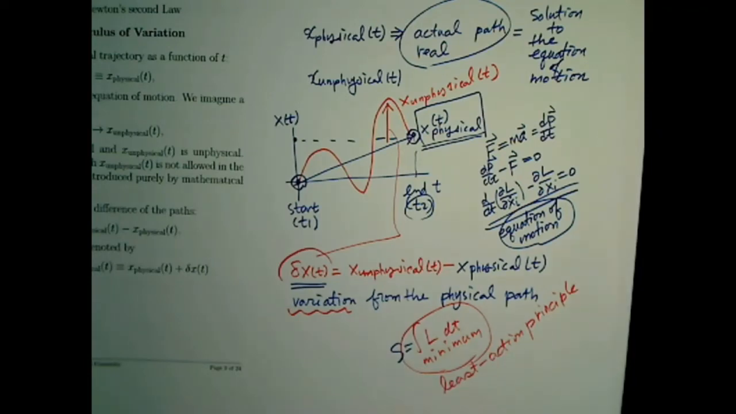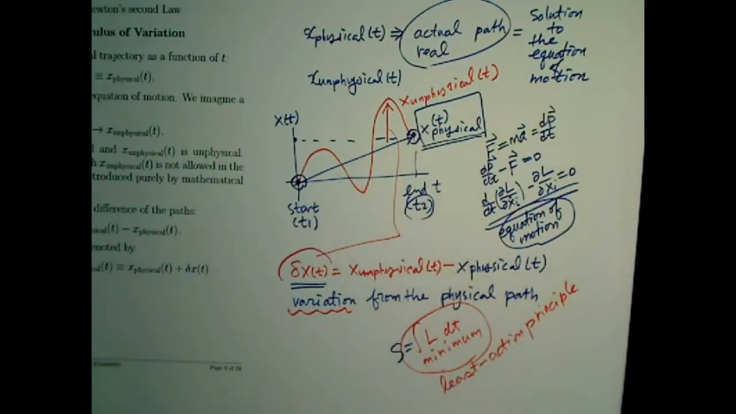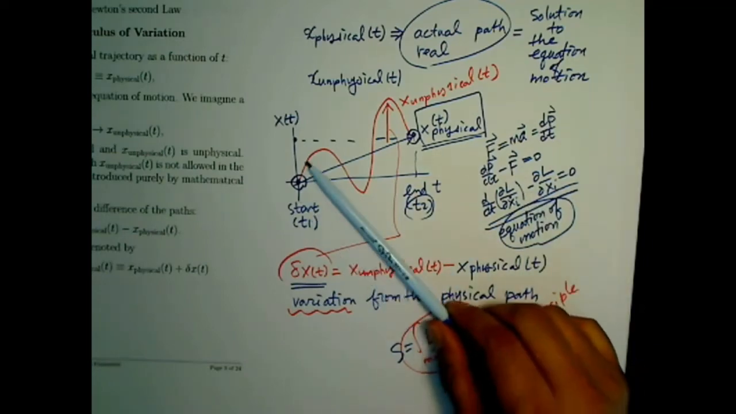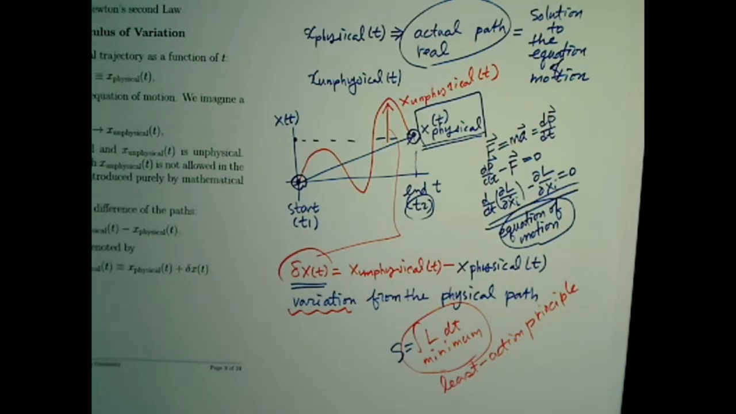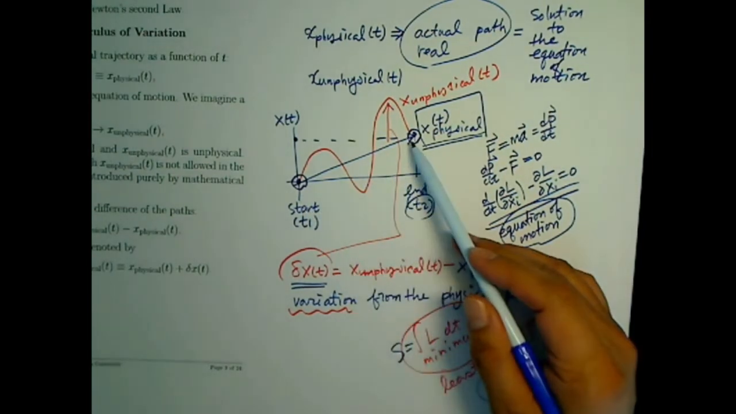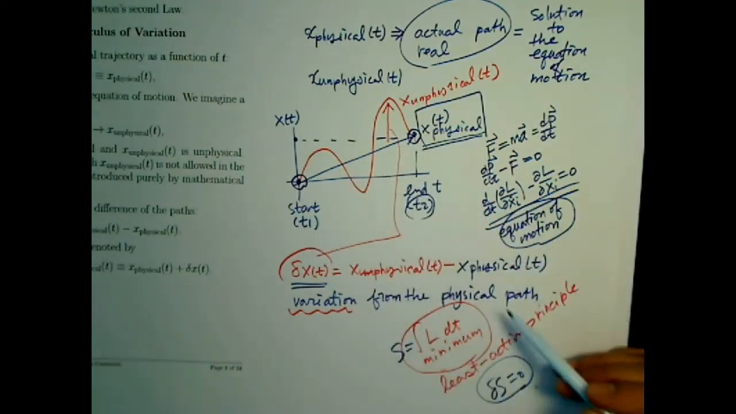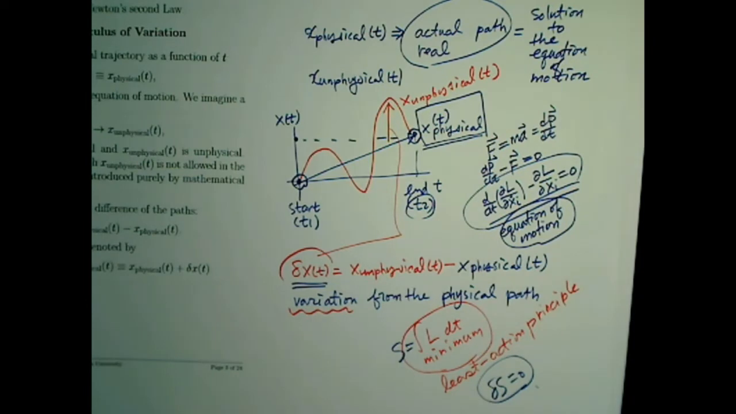So, although this is what we want, with this artificial modification of the path from the physical to the unphysical, we conclude that the action is minimized. Once the action is minimized along this path, then this is the same as the Euler-Lagrange equation.